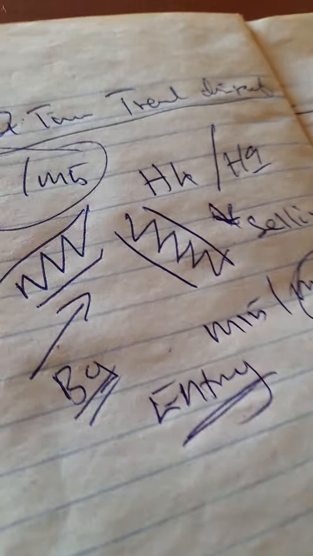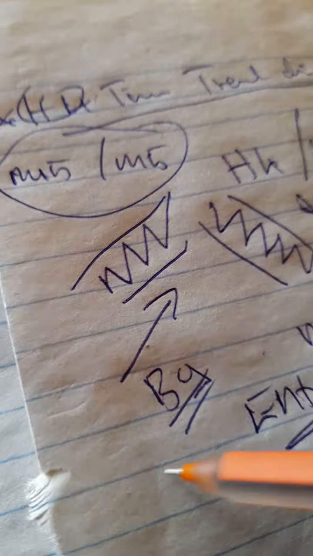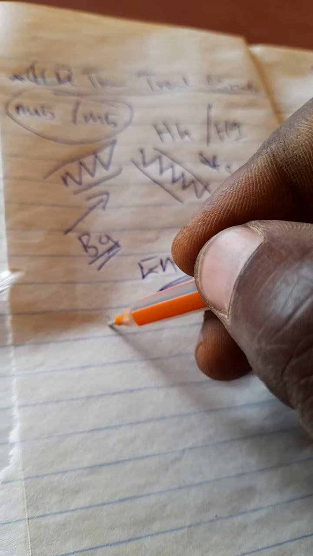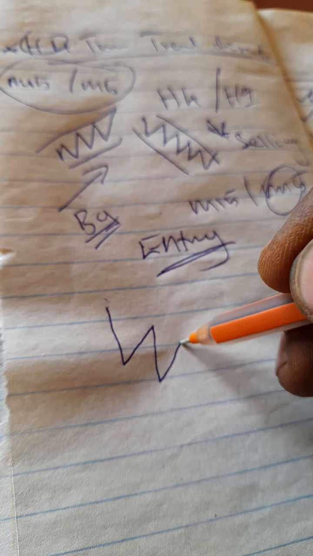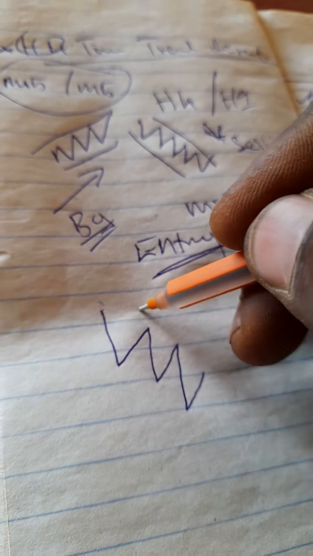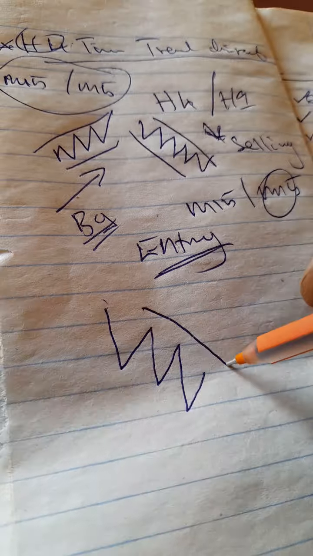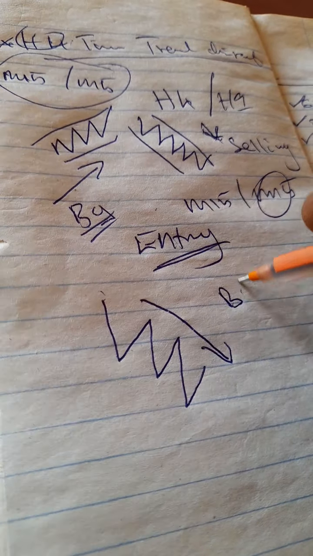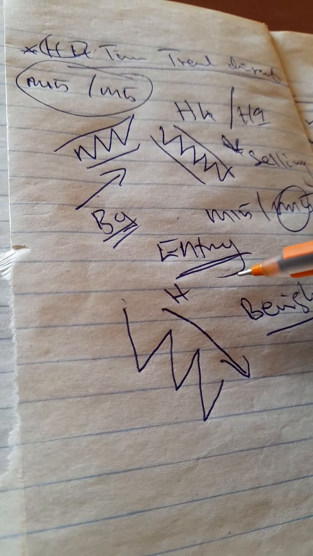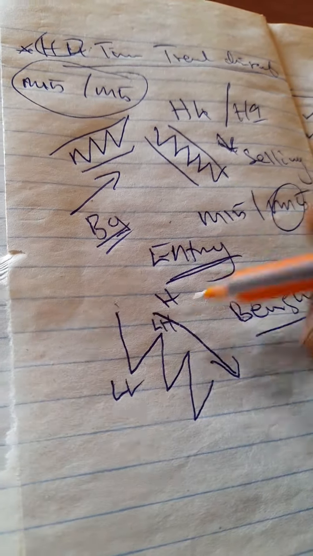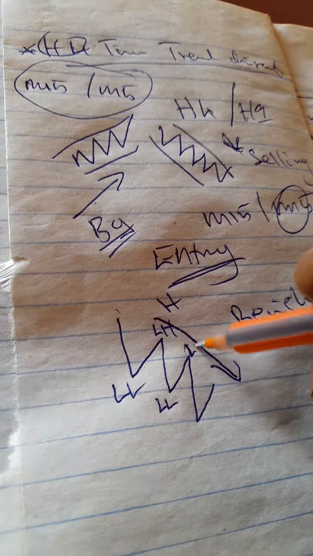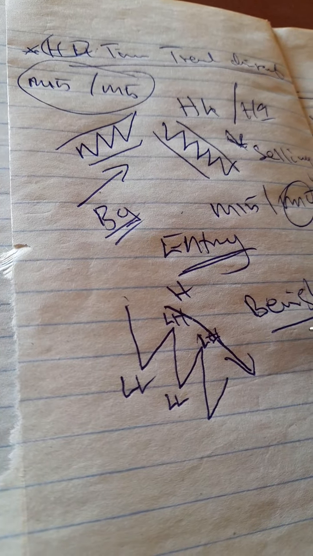So let's say that the H4 is making lower lows. Here we have a lower high, a lower low, a lower high, a lower low, a lower high. Now the trend direction is bearish. This is our trend direction in H4, are you getting the point? So when the H4 is making lower lows and lower highs, we have to look for sell opportunities.